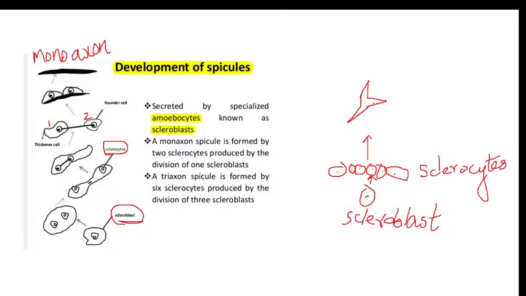Two cells, they undergo hardening by the deposition of silica or spongin or calcium carbonate. As the deposition increases, they form spicules.